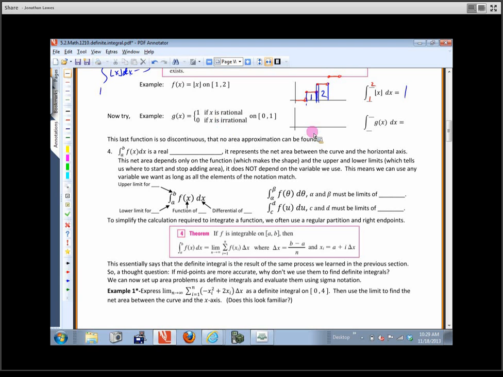When I pick 0, 0 is rational, so I get a 1. If I pick 1/10, I get a 1. But in between there's an irrational number, so there's going to be a 0. So every time I pick a rational, it's up here. Every time I pick an irrational, it's down here. So what I end up with is something that just bounces back and forth. I've got a whole bunch of numbers at 1 and a whole bunch of numbers at 0. So let me draw a little rectangle right here.